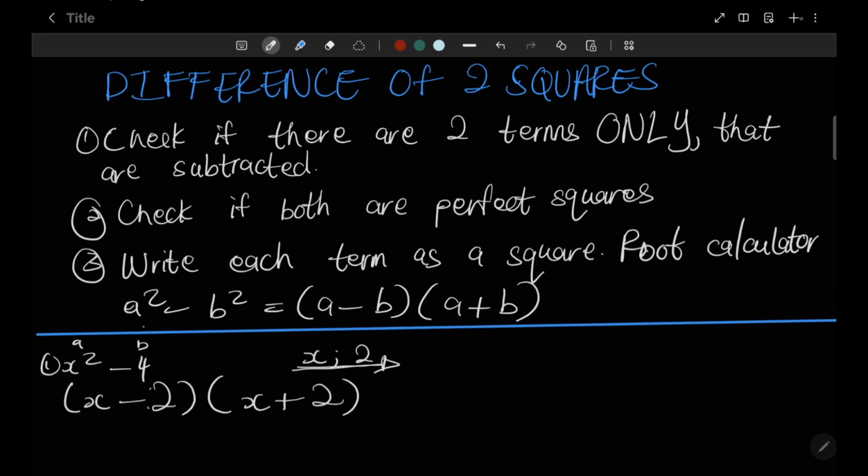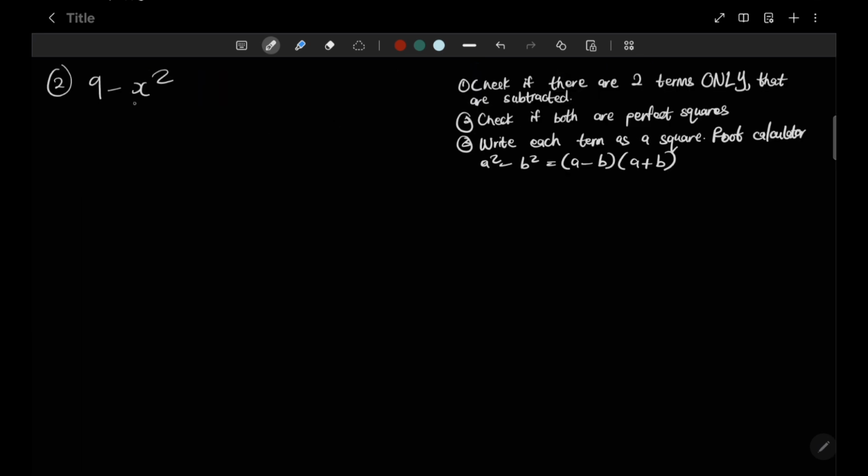Now let's do more examples. Number 2, we have 9 minus x squared. First condition, check if there are two terms only. We have 9 minus x squared. Your terms are separated by the plus and minus sign, right? So there are two terms that are subtracted. We have a minus here. Next, check if both are perfect squares. 9, what is the square root of 9? If we put it in a calculator, then you get 3, right? Then you have x squared is x times x. So they are both perfect squares.